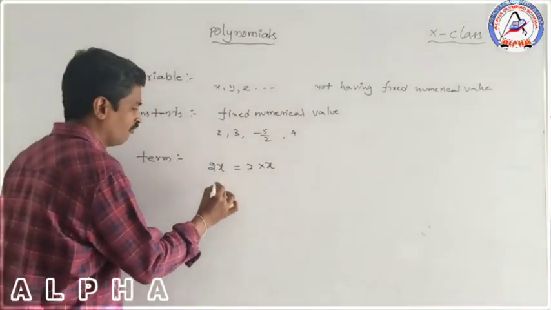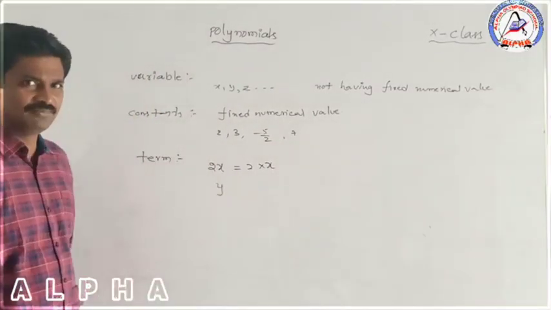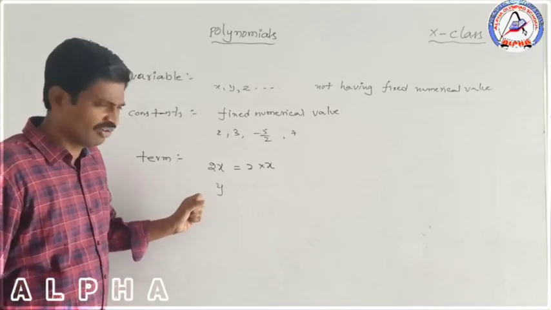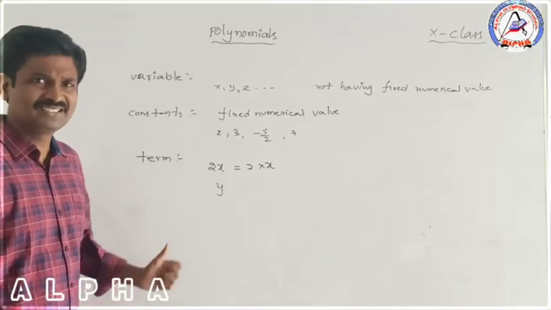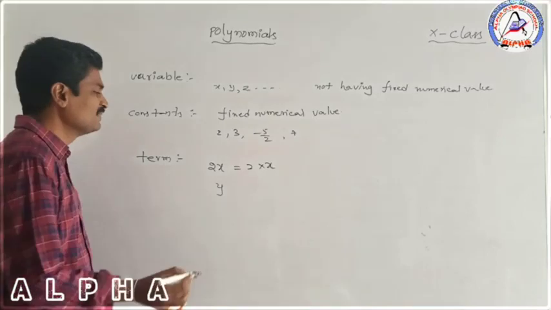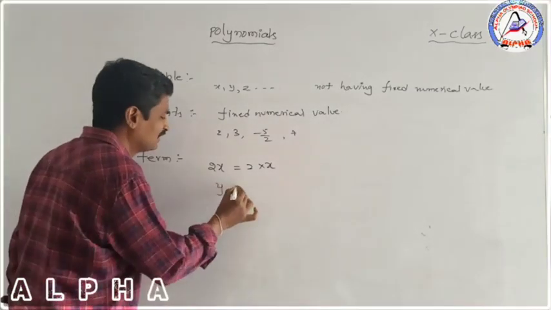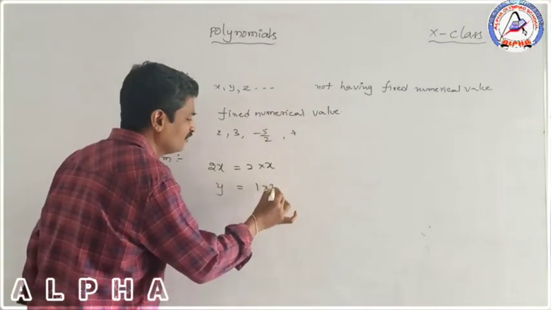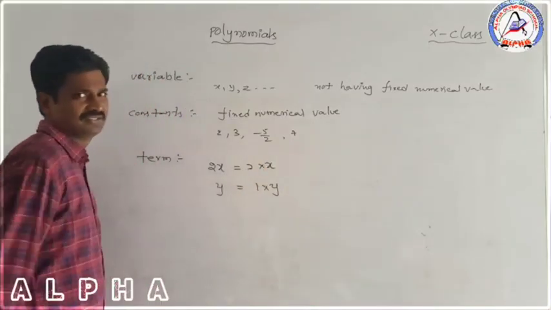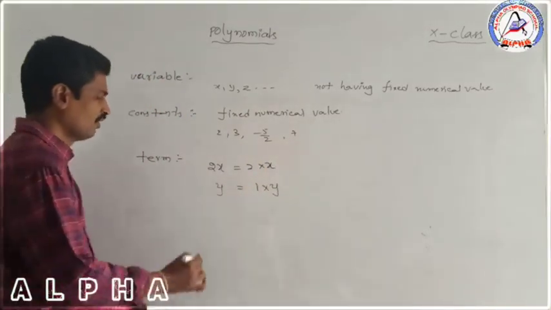And y. y is also a term, but you are not seeing any constant here. That means the constant is here. It can be written as 1 into y. The constant is 1.